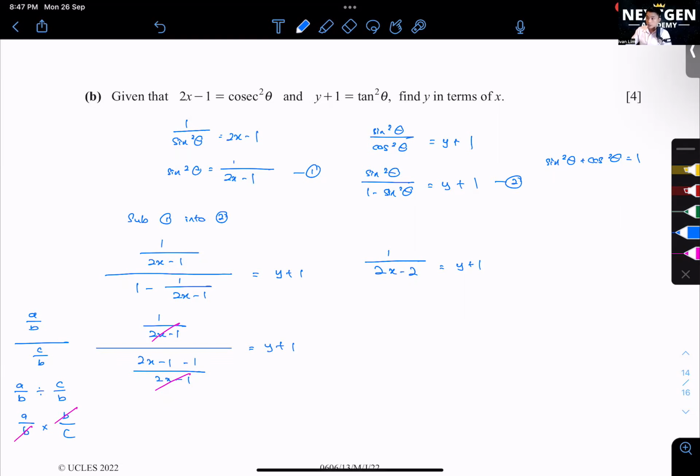Okay, then we get under here, then you make y the subject. So y equals to 1 over 2x minus 2 minus 1. Okay. Any other values? All will be wrong. Okay. This one is your final answer.